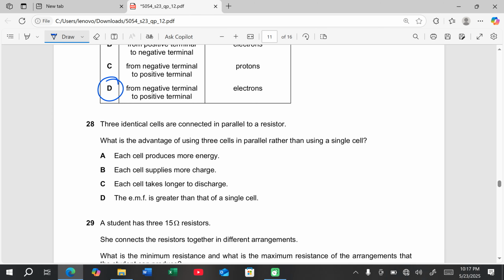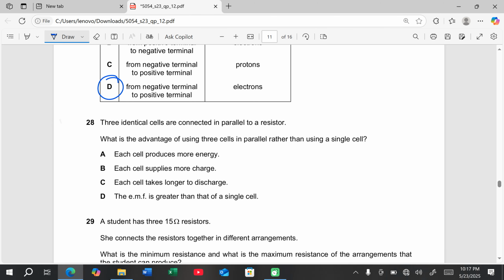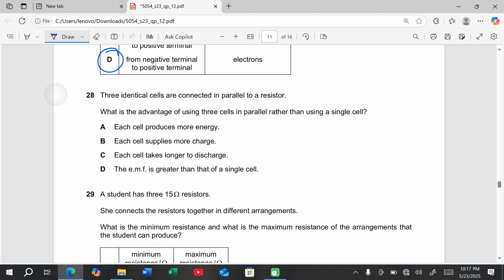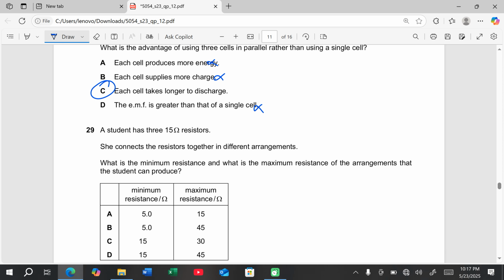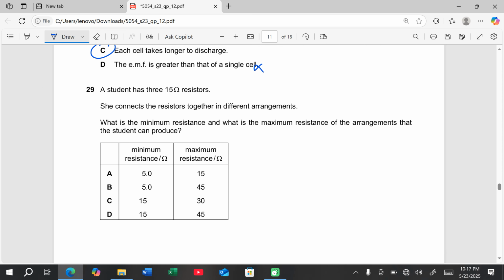Three identical cells are connected in parallel to a resistor. What is the advantage of using three cells in parallel rather than using a single cell? Each cell produces more energy? No, that's wrong. Each cell supplies more charge? No, that's wrong. Each cell takes longer to discharge? Yes, that can be a possible reason. The EMF is also the same.